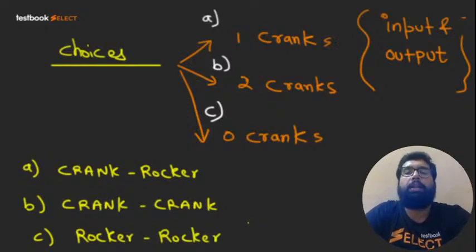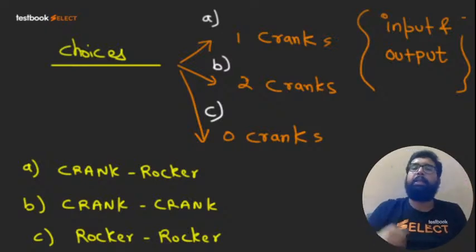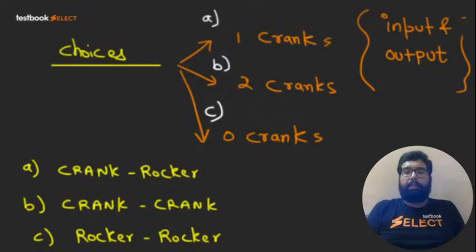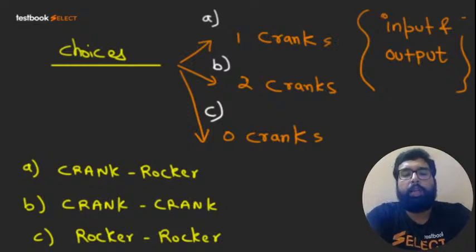Now please understand the concept behind it. If Grashoff law is satisfied, you have the choice that you can get double crank mechanism, crank rocker mechanism, or double rocker mechanism. But if Grashoff law is not satisfied, you do not have any choice, and you will only be getting the double rocker mechanism.